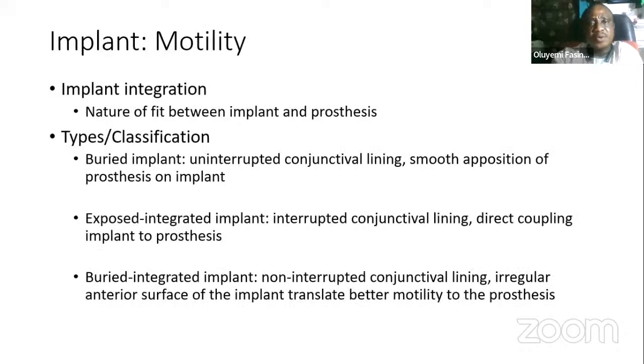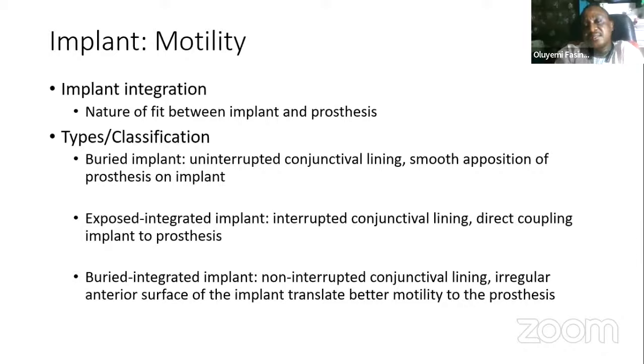I'm looking at the concept of implant integration. Basically, we're talking about the nature of the fit between the implant and the prosthesis after the prosthesis has been inserted. You'll talk about 3 different classes. Either a buried implant, where there's an uninterrupted conjunctival lining over the implant, so it's completely buried within the socket, with smooth apposition between the prosthesis and the implant covered by the conjunctival lining. You can also have exposed integrated implants, where the conjunctival lining is interrupted.